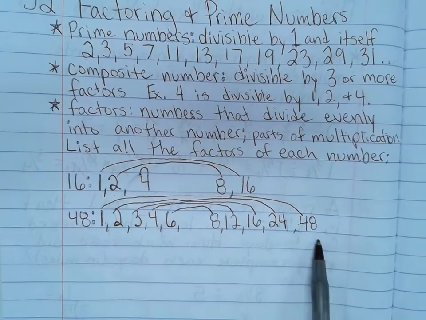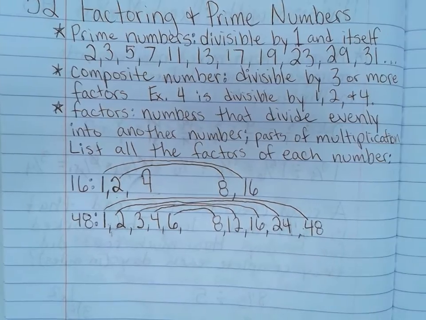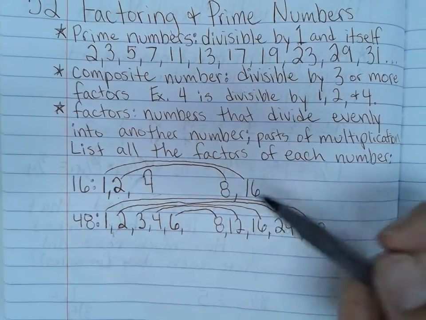But see how many factors there are here? If I would have written 1 and 48 like right here, I wouldn't have had room. So make sure you give yourself some space when you're doing this kind of method.